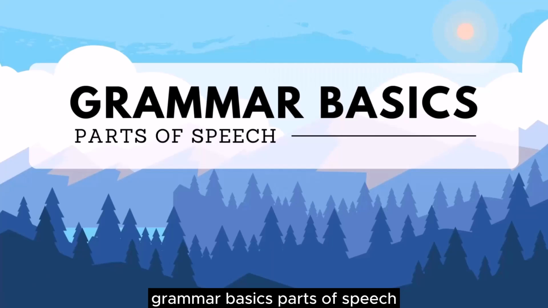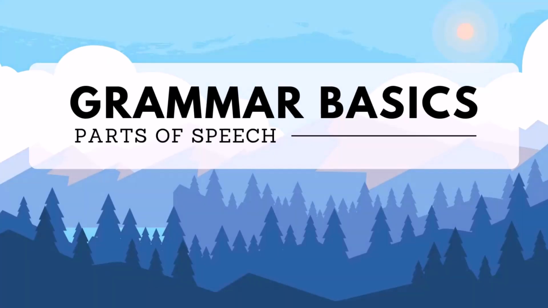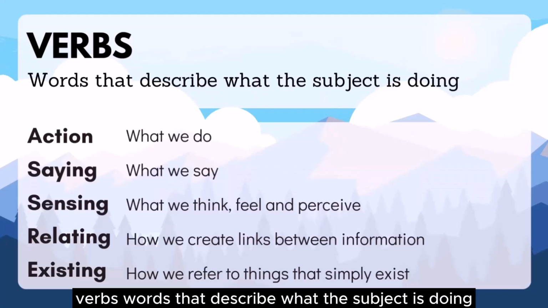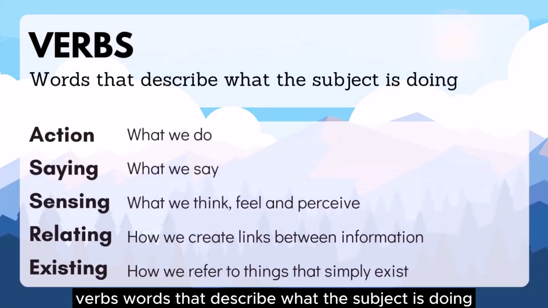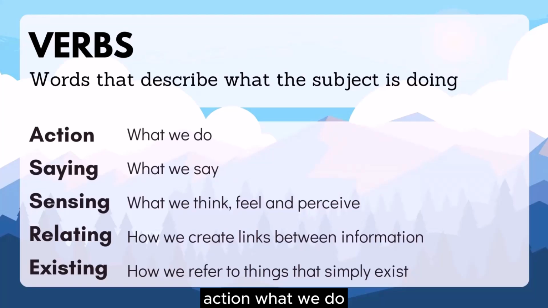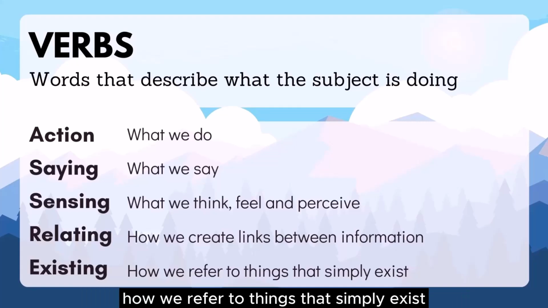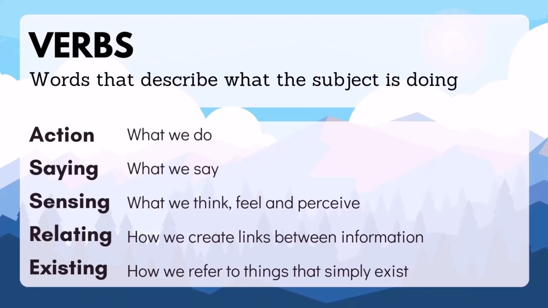Grammar basics. Parts of speech. Verbs. Words that describe what the subject is doing. Action. What we do. Saying. What we say. Sensing. What we think, feel, and perceive. Relating. How we create links between information. Existing. How we refer to things that simply exist.